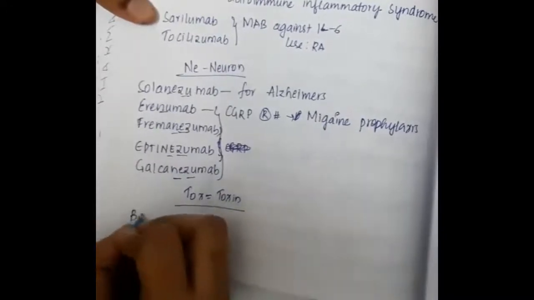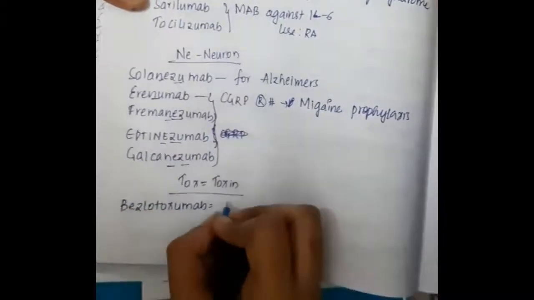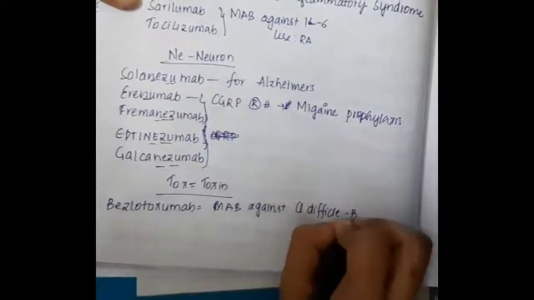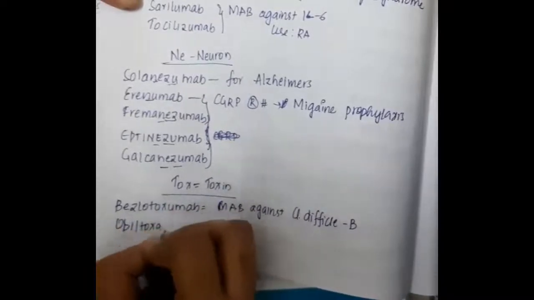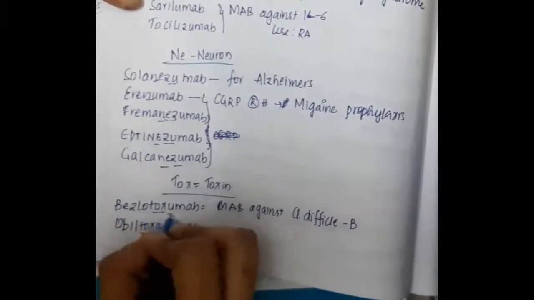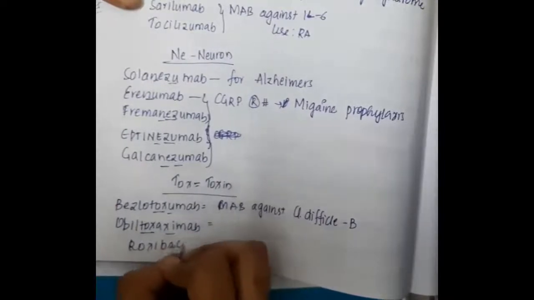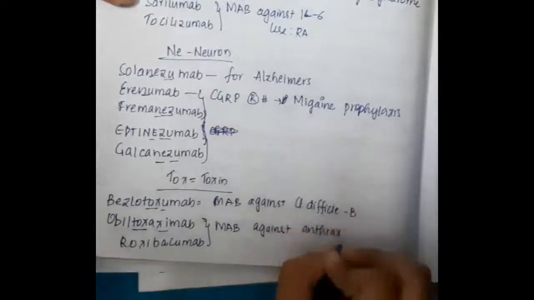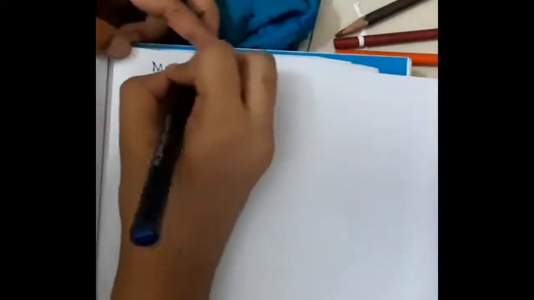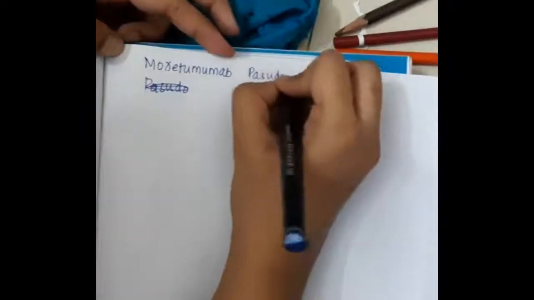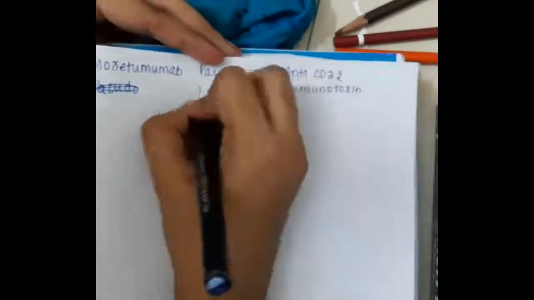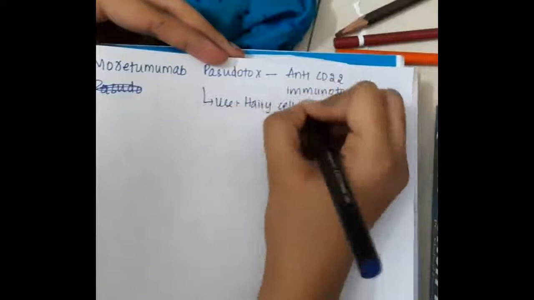Then we have TOX for toxin. These include bezlotoxumab, which is a monoclonal antibody against Clostridium difficile toxin B. Then we have obiltoxaximab and also raxibacumab. Both these are monoclonal antibodies against anthrax. Then we have moxetumomab pasudotox. This is an anti-CD22 immunotoxin and it is used in hairy cell leukemia.